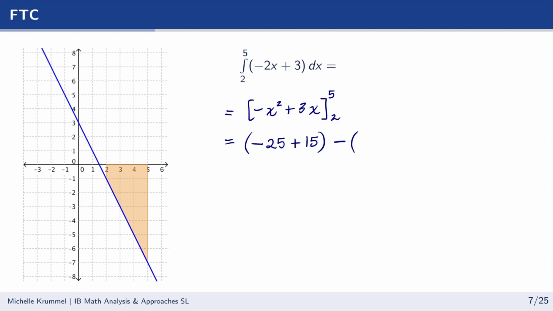So now we sub in 2, so it's going to be negative, and then 2 squared is 4, plus 3 times 2 is 6, and we'll simplify so we get negative 10 minus 2, or negative 12.